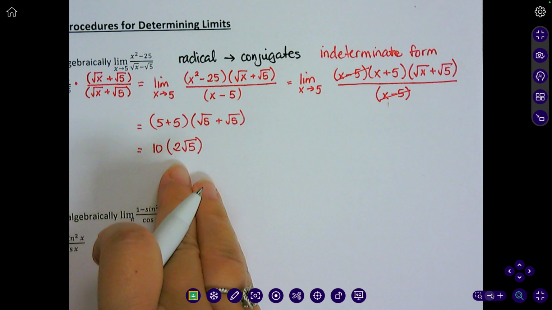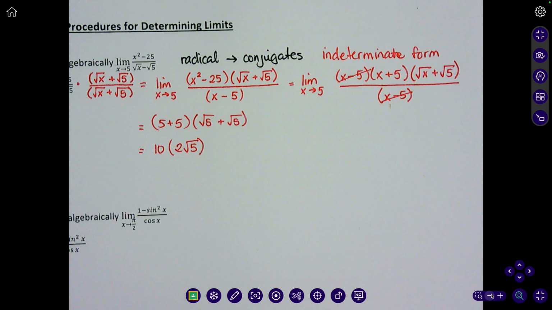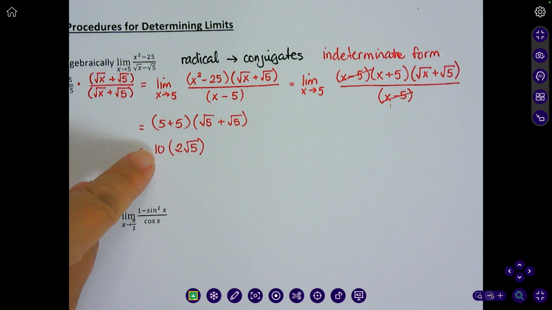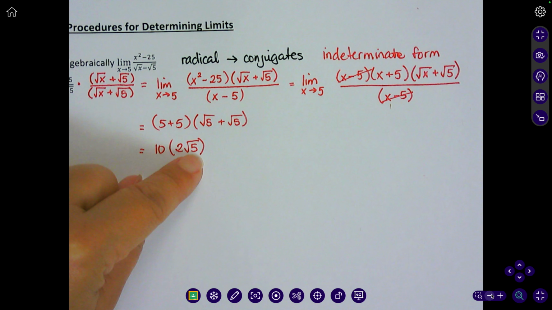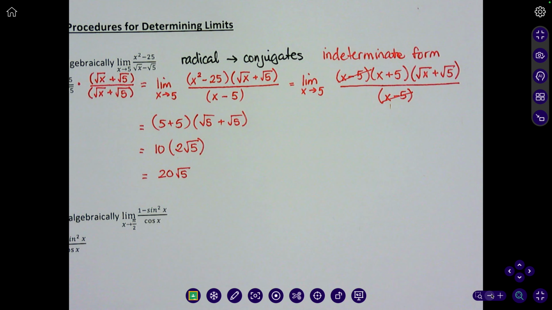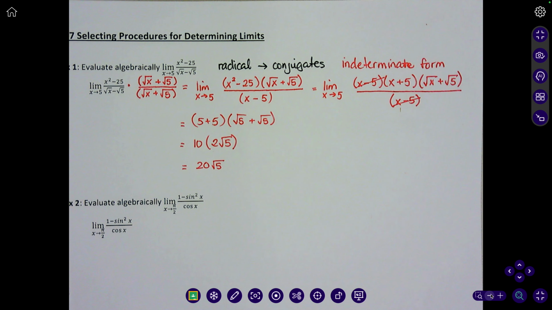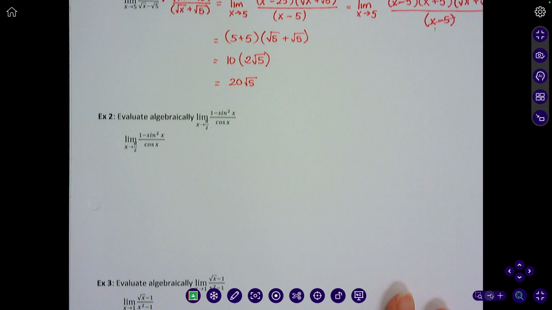Then I can take the 10 times the 2. Because the 5 is a radicand, inside the radical, inside the square root, you cannot multiply it. You can only multiply the outside with the outside, or if you have another square root here, then you can multiply with that square root inside. So what you're going to get is 20 root 5. And that's your answer. Any questions on that? Okay, so again, when you see a radical, try multiplying by the conjugate first. Are we all right? Okay, let's take a look at example 2.